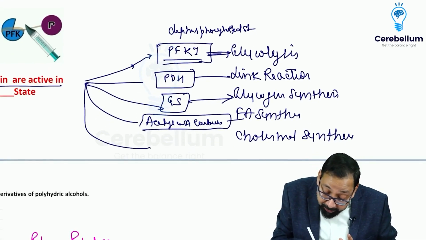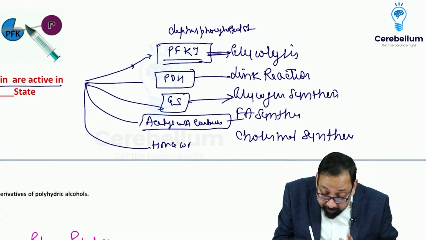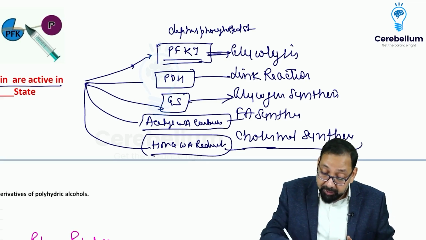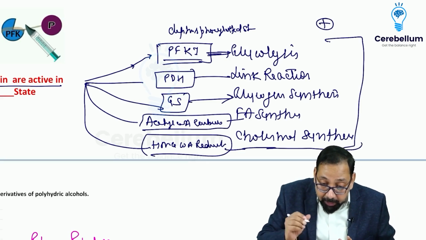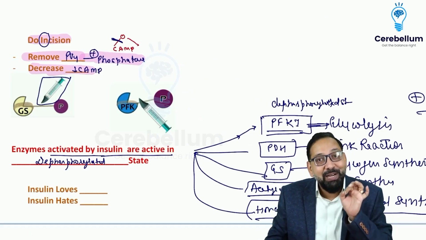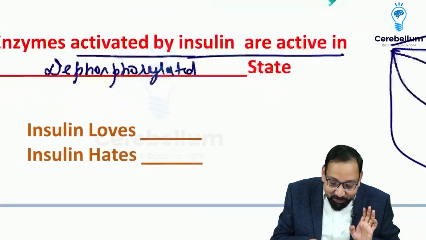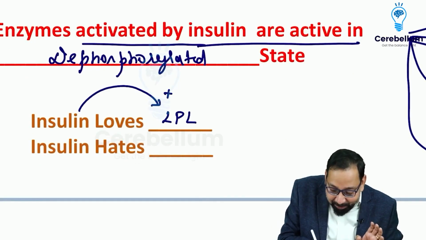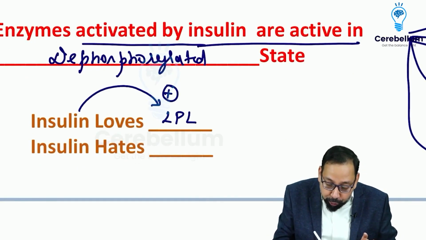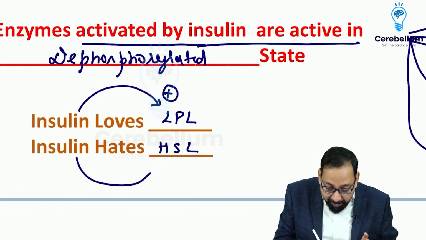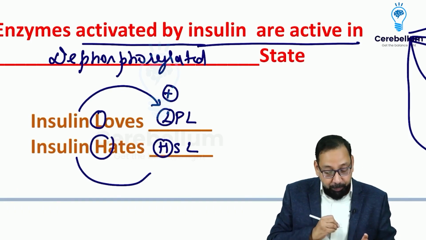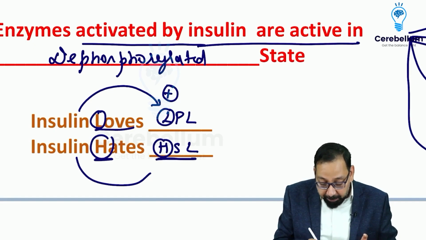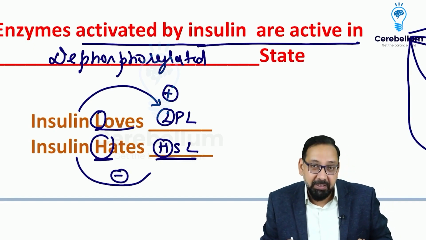Cholesterol synthesis: HMG CoA reductase is the rate-limiting enzyme of cholesterol synthesis, active in the dephosphorylated state, and all these pathways are activated by insulin. Now, a very important mnemonic and question: insulin loves lipoprotein lipase, so insulin activates lipoprotein lipase. Insulin hates hormone sensitive lipase. H4 hates, L4 loves. So L loves lipoprotein lipase, hates hormone sensitive lipase. So insulin inhibits hormone sensitive lipase.